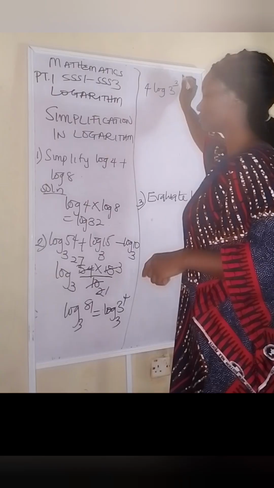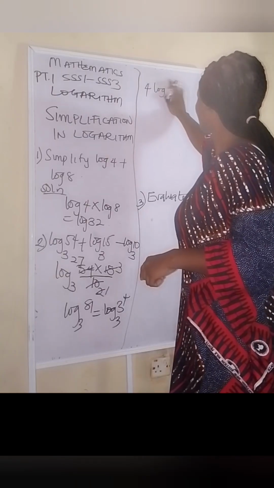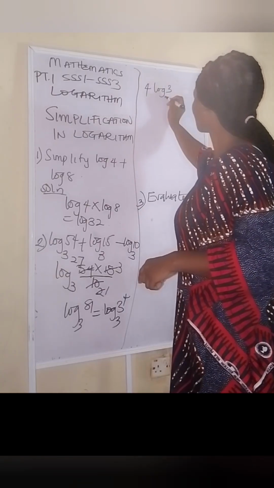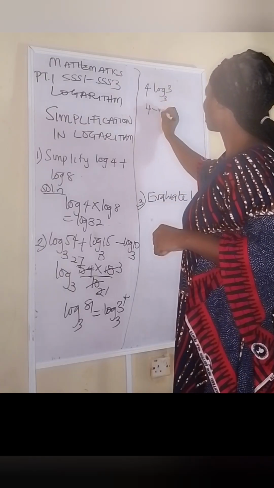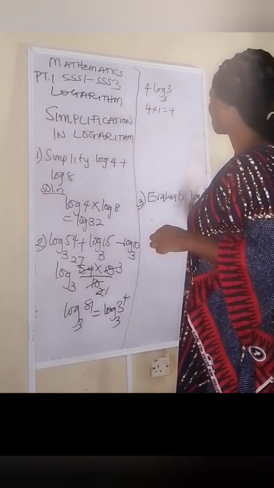So this is 3 base 3. So now log 3 base 3 is what? 1. So that is 4 times 1 equals 4. So that is that for that.